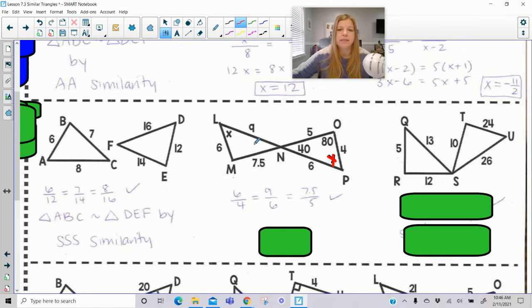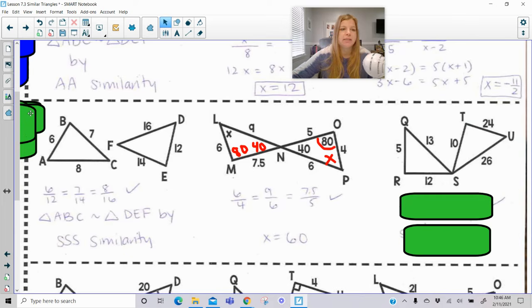Another way to think about it is this is 40. If I wanted to solve for x, I know this is 80. This is 80. Because m corresponds with O. Just rewrite that. And so no matter how you look at it, you would be able to figure out, well, 80 plus 40 is 120. 180 minus that 120 gives me 60 for x.